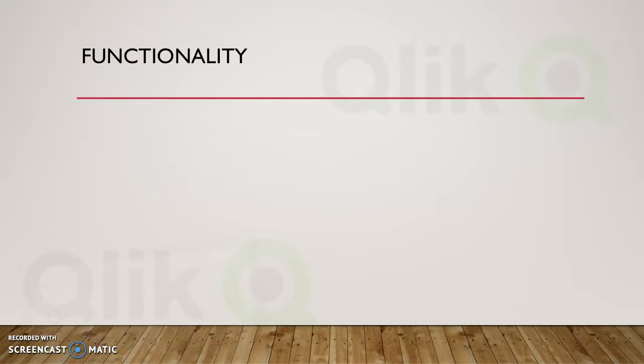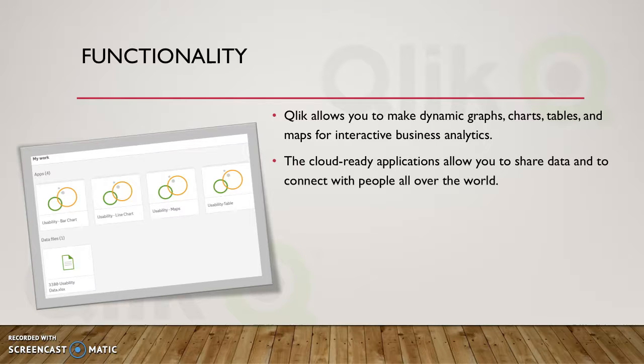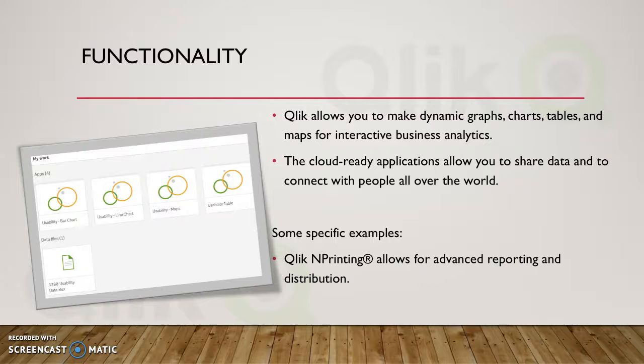Functionality. Qlik allows you to make dynamic graphs, charts, tables, and maps for interactive business analysis. The cloud-ready applications allow you to share data and to connect with people all over the world. Some specific examples are that Qlik in Printing allows for advanced reporting and distribution, while Qlik Data Market provides ready-to-use external data.